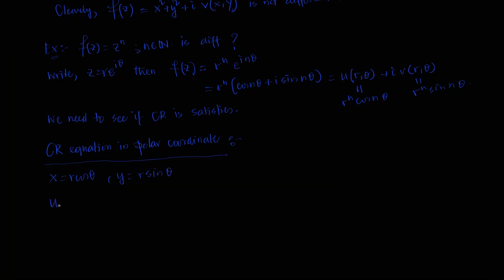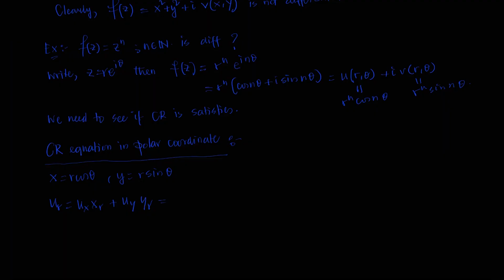So in this case, what is u of r? Because I have to find out, see, we know the CR equation is ux equals vy, vx equals minus uy in terms of x and y. I want to convert it to r and theta. So what is u of r? In this case, you use the chain rule. It is ux times x with respect to r, plus uy times y with respect to r.